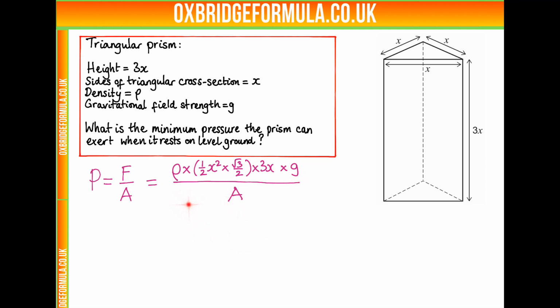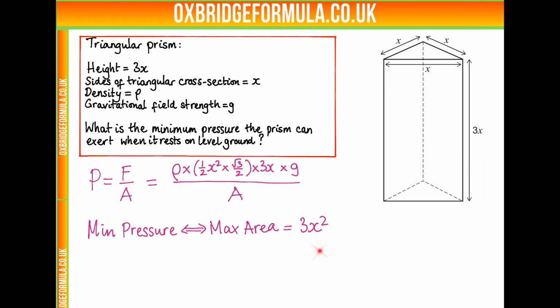The question wants the minimum pressure. So what could we do in order to get this minimum pressure? In order to get the minimum pressure, we must have the maximum area to divide by. So minimum pressure implies maximum area. And what's the maximum area that we can get from this triangular prism? Well, it'll be this big face here, which is 3x times x.